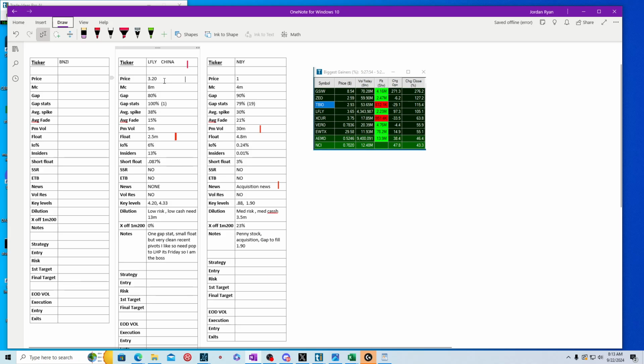Then I move to price, $1.50 to $10. If it's less than $1.50, it's a red flag. If it's over $10, it's a red flag. Market cap, 8 million, all right? If the market cap is less than 250 million, it's good. If it's over that, it's a red flag.